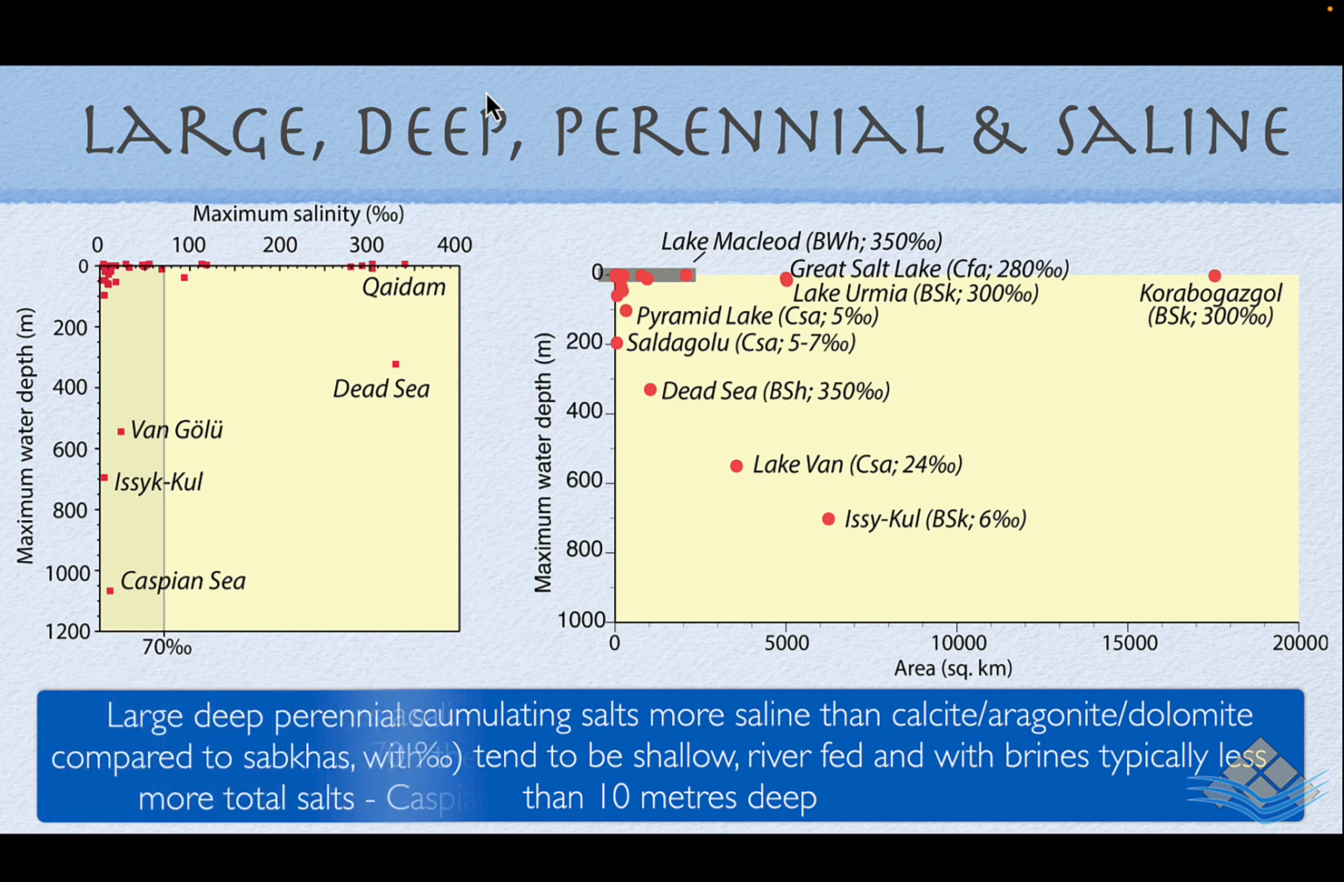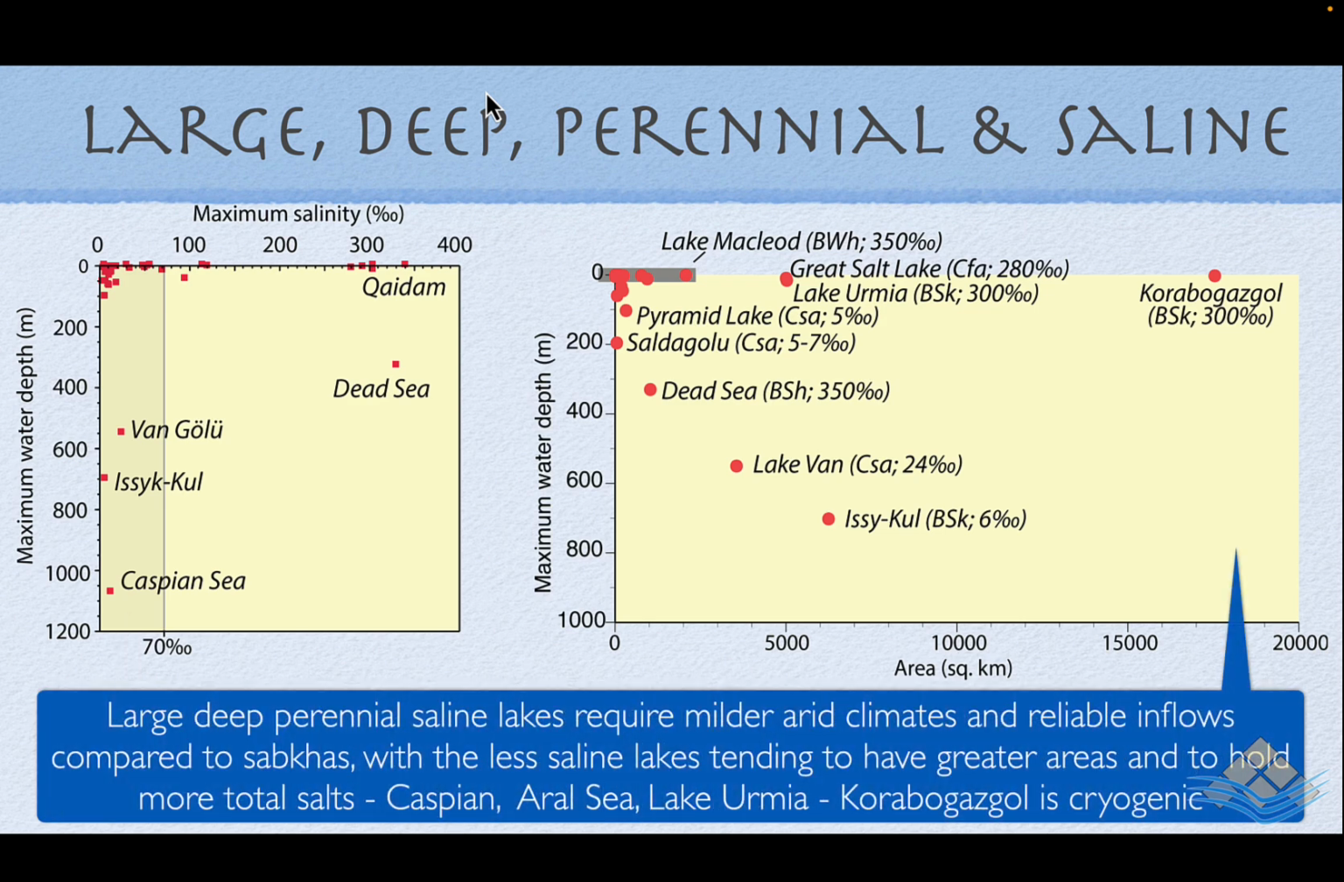The other observation we could say, based on this climatic plot, is that large, deep perennial saline lakes require milder arid climates and some sort of reliable income, compared to the sabkas of the world, where the less saline lakes tend to have greater areas and to hold more total salts. You look at the total salts in the Caspian, the Aral Sea, and Lake Urmia. They have much higher volumes than many of the other plots in the system, with the exception of the saline pan systems in Atacama and Uyuni. And of course, Koeppen sits outside of this because it's a cryogenically enhanced system.